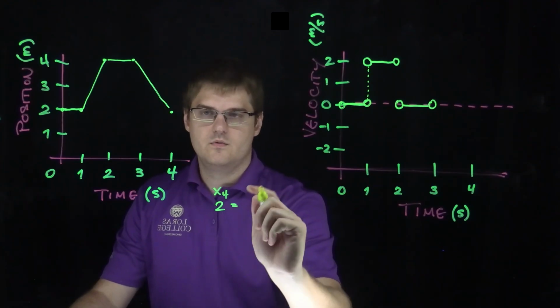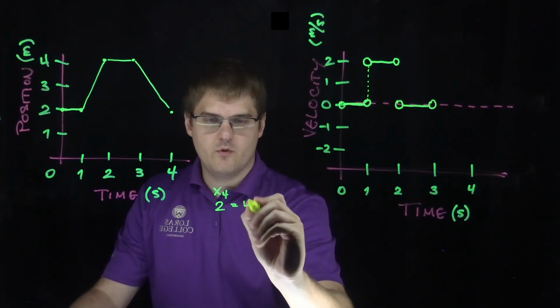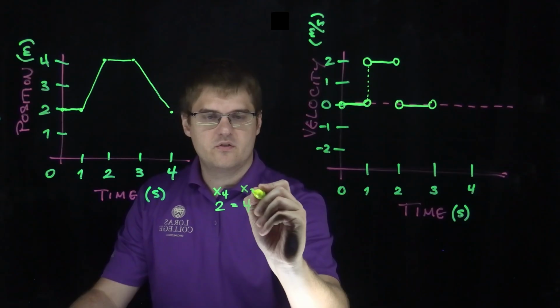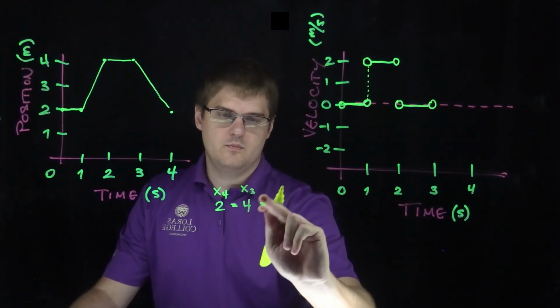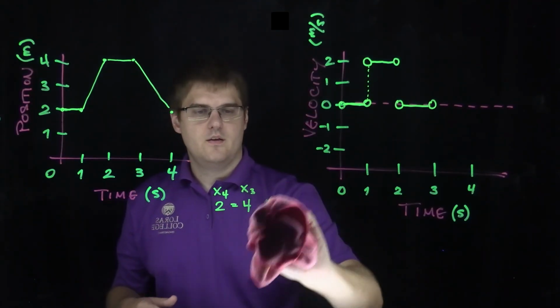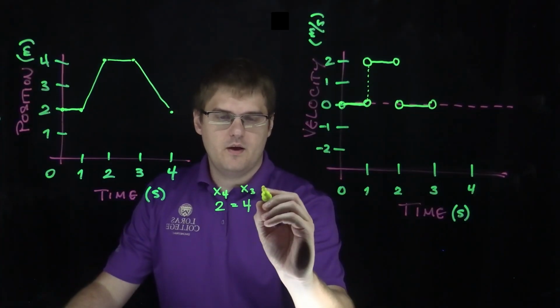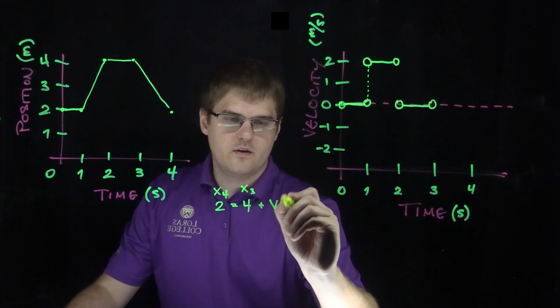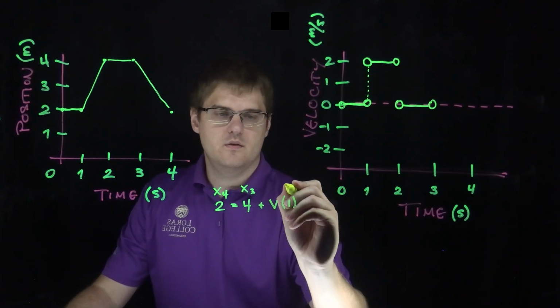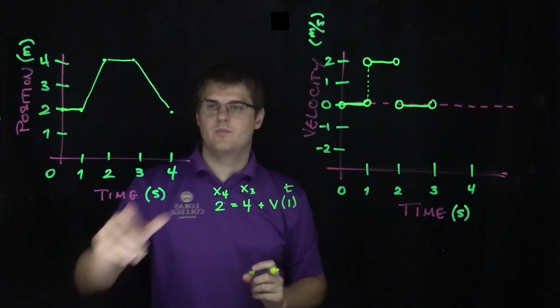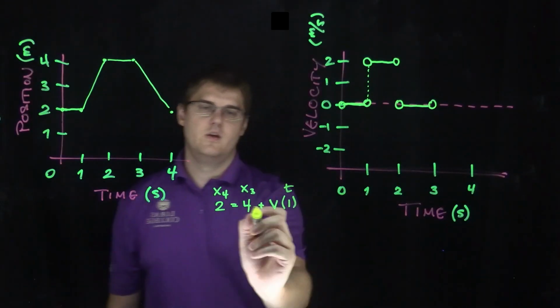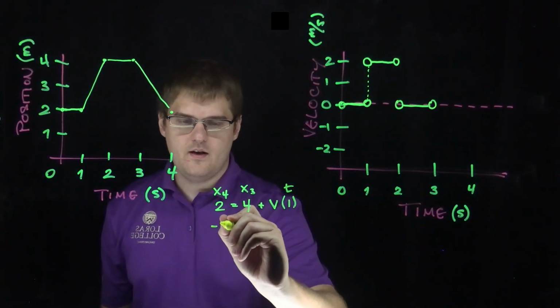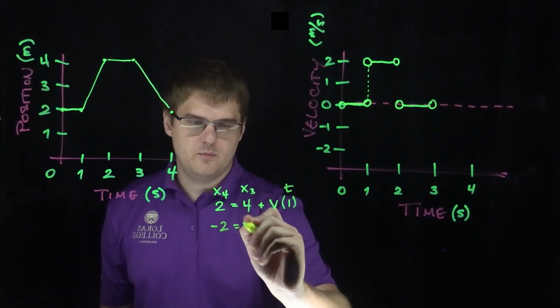X3 is going to be 4. Oh, not quite like a chalkboard. I can't use my finger to erase it. I've got my velocity times 1 because this is my time. Between 3 and 4 is a change of 1 second. Subtract 4 over, you're going to get negative 2 is going to be equal to v.